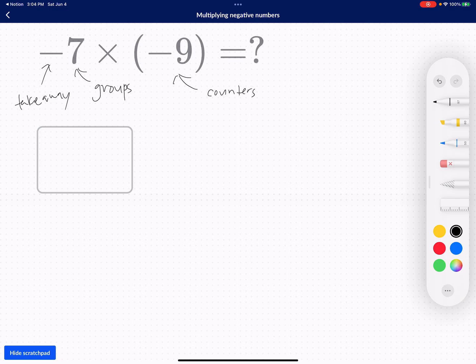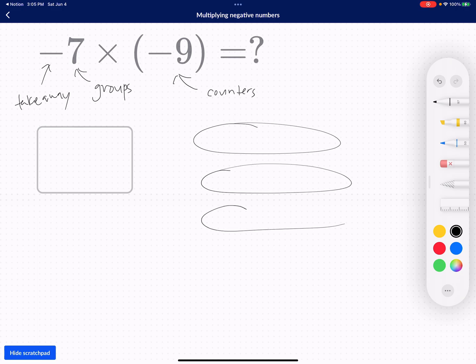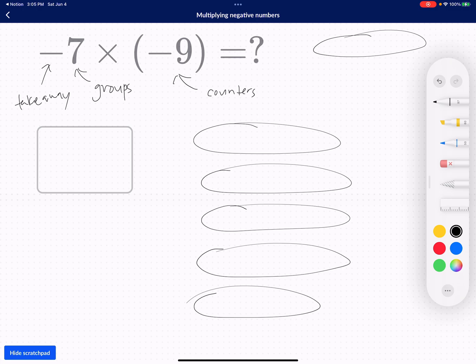So what am I going to start with? Well, I'm going to start with 7 groups. So I'm going to try 1, 2, 3, 4, 5, and then 6 and 7. So there's going to be 7 groups, right? And I'm going to take away 9 negative counters per each group. So I'm going to get 1. It's going to take a while here. 1, 2, 3, 4, 5, 6, 7, 8, 9.